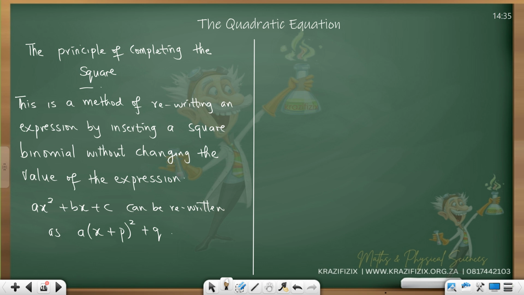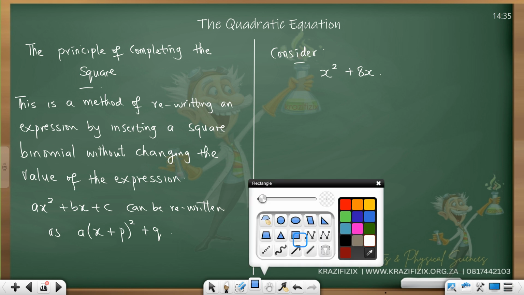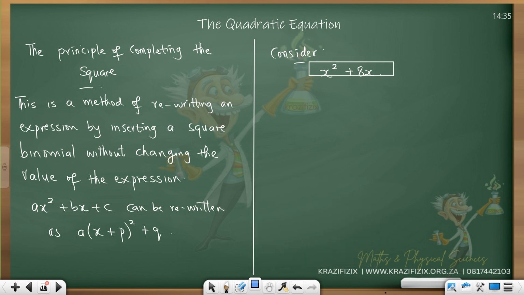Guys, let me quickly explain all of this. Consider, for example, x squared plus 8x. Just consider that expression. I want to rewrite it.